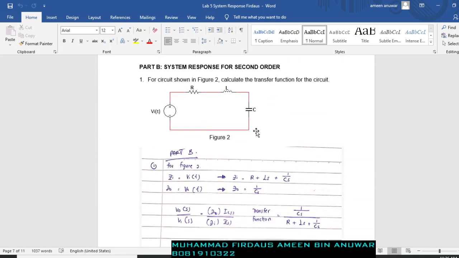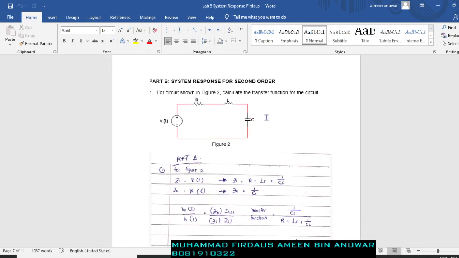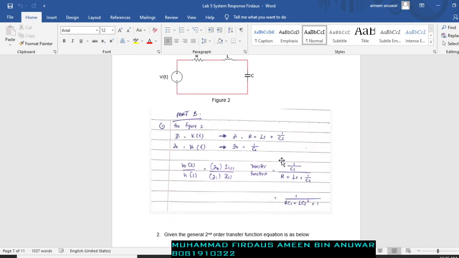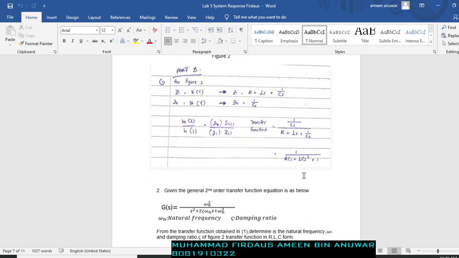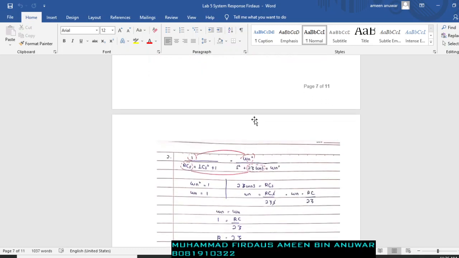And for Part B, which is system response for second order. Given a series circuit here, basically we need to find the transfer function first. The latest equation I obtained is this: 1 over LCs squared plus RCs plus 1. So we need to compare this equation with this general equation for second order, omega n squared over s squared, this one. So I show my working first.